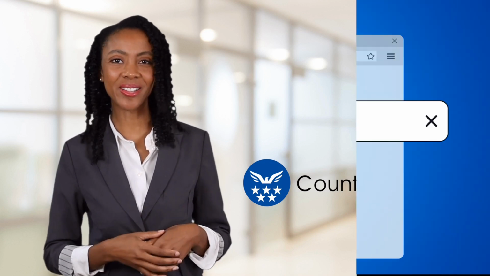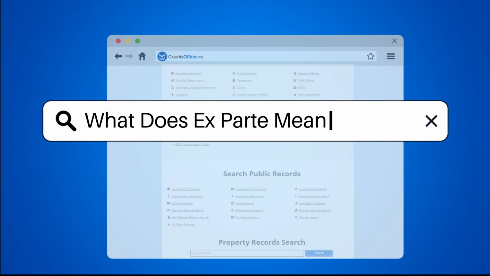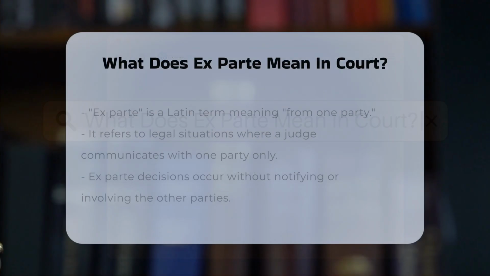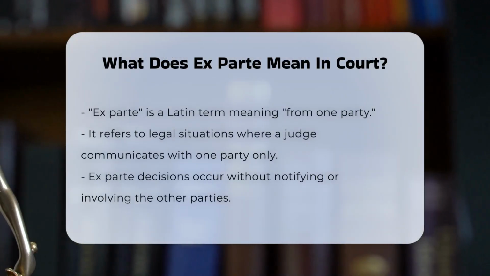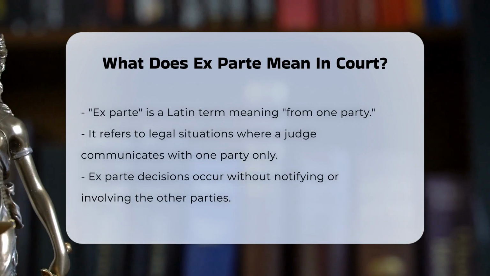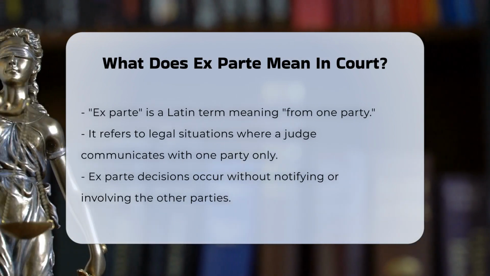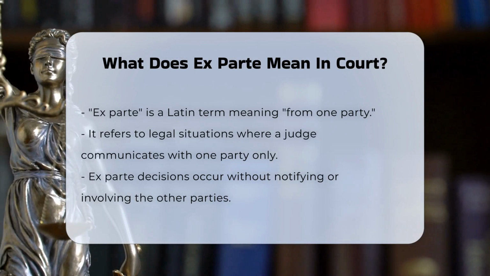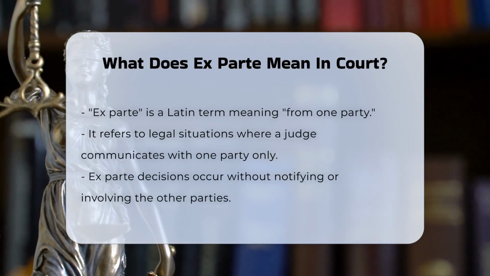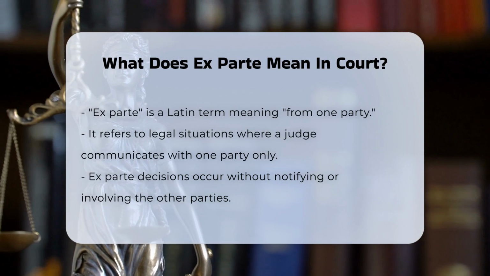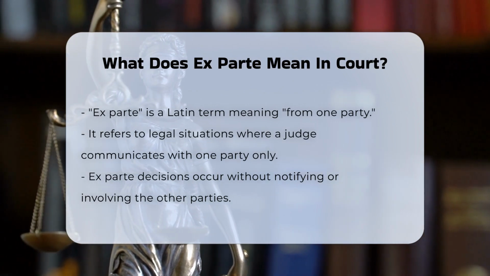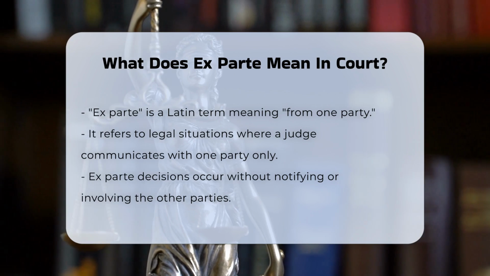Let's get started. What does ex parte mean in court? The term ex parte is derived from Latin, meaning from one party or by or for one party. In the context of legal proceedings, ex parte refers to a situation where a judge or arbitrator communicates with or makes a decision involving only one party, without the presence or notification of the other parties involved.